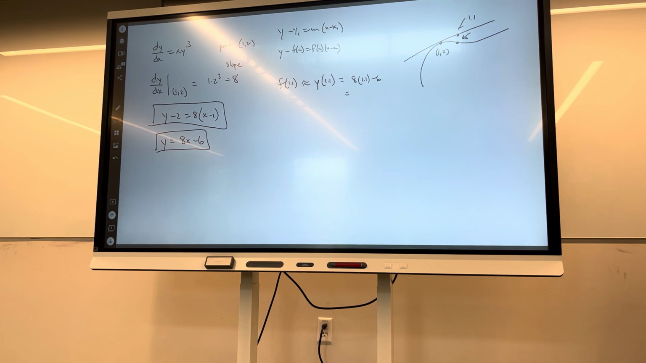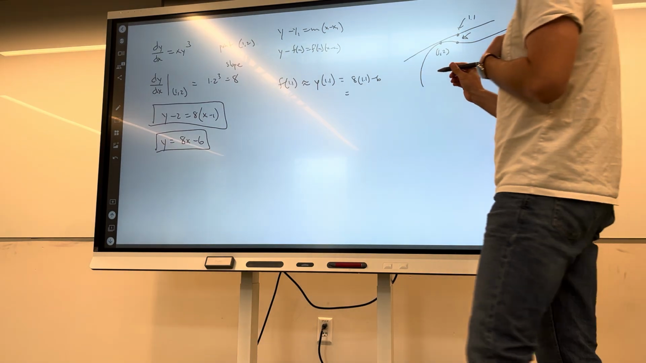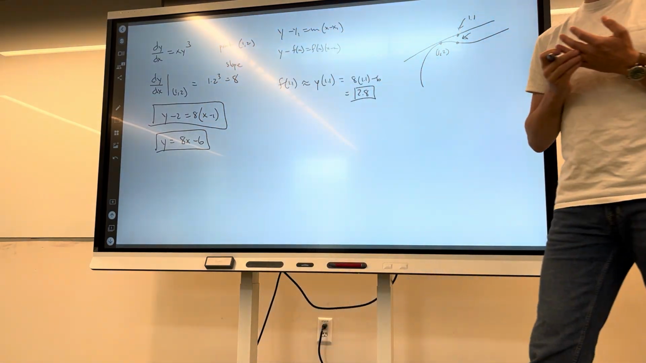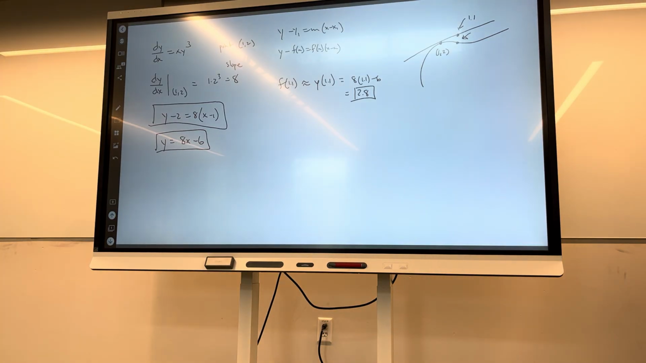8 times 1.1 is 8.8. Minus 6 is 2.8. Done. So we approximated our function value by using that. Not saying necessarily this is easy, but this is all review of things you've done before, so that's why I'm moving through at a reasonable pace here.